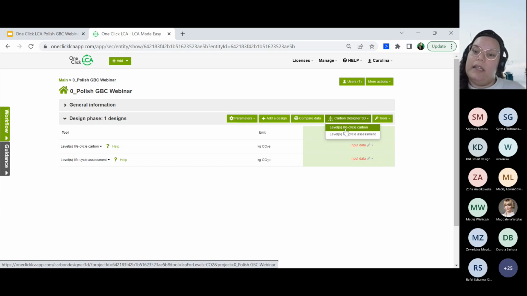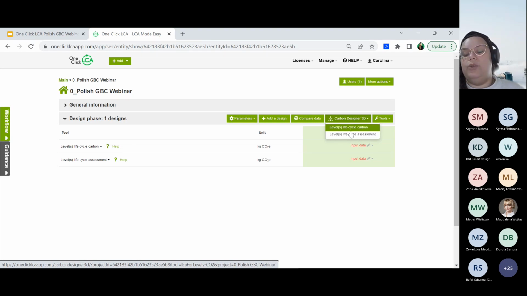And if I click here on Levels Lifecycle Carbon or Levels Lifecycle Assessment, I will be working with the tool of my choice. The Levels Lifecycle Carbon is a tool that will give you the results for carbon footprint, because it only gives the results in global warming and biogenic carbon, and the Levels Lifecycle Assessment gives you the result with other impact categories as well.